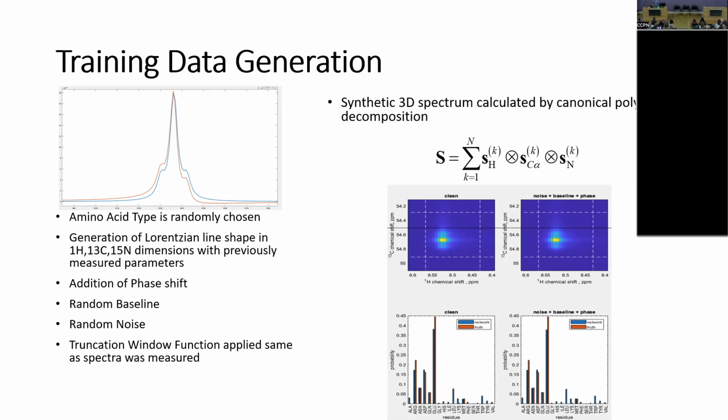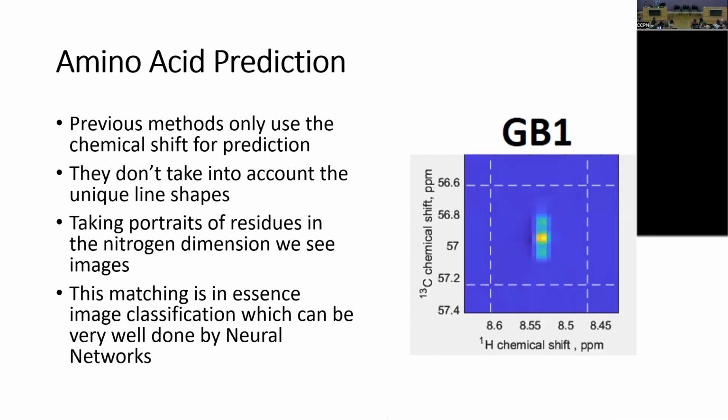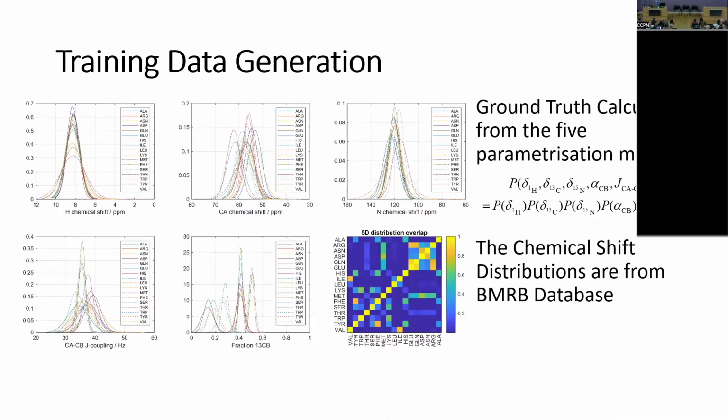And afterwards, we generated these synthetic three-dimensional spectra. So within the spectra, we had our generated signals, and for each signal, we knew the parameters we used to generate them. Hence, we could assign the ground truth of what their prediction should be. Because we know the parameters which were generated for the chemical shifts and also the J coupling and the coupled to uncoupled fractions from the distributions, we could assign a probability vector belonging to each amino acid type.